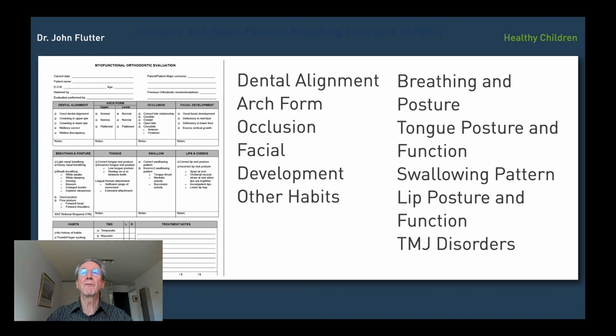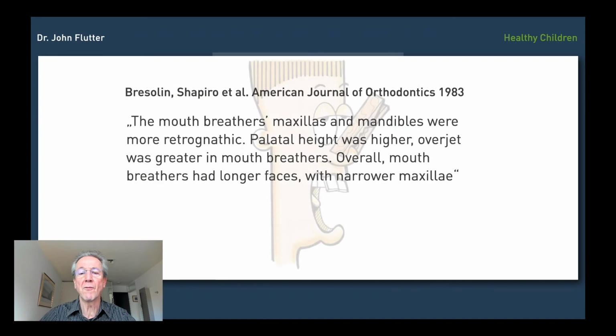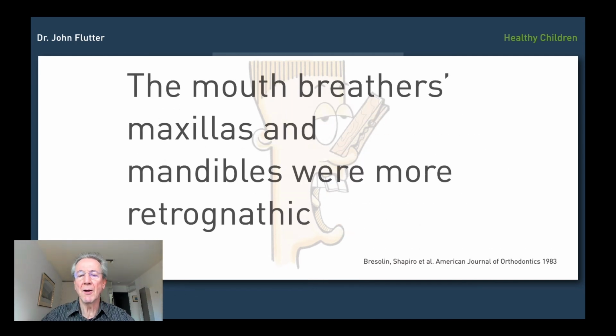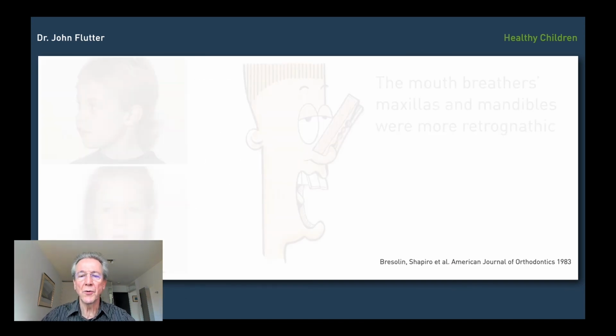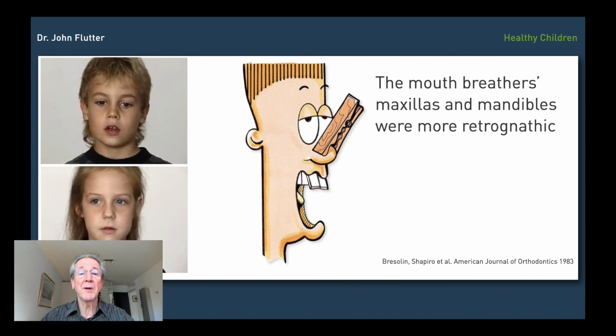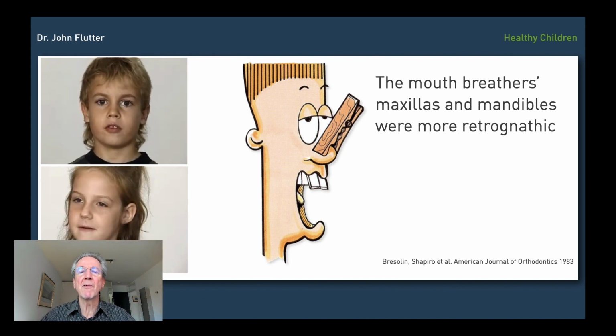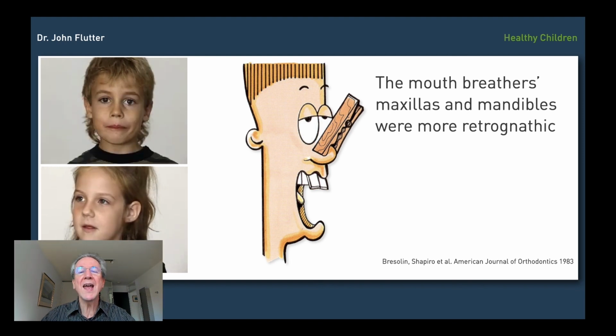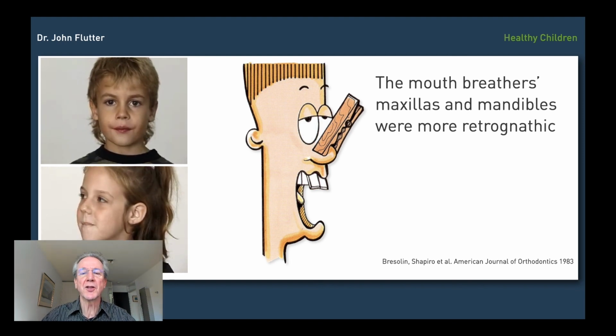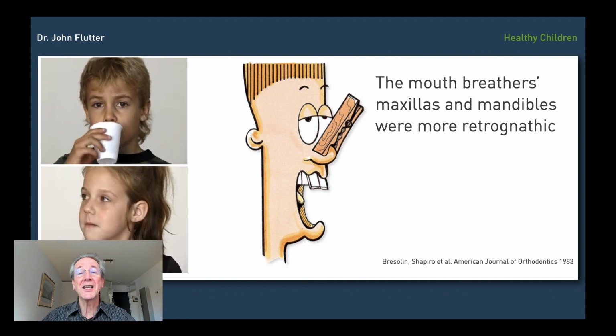So when we're doing our myofunctional orthodontic evaluation and we start by looking at the arch form, we can learn a lot about where the tongue has been and what we need to do to try and correct that. And just to repeat what we've said before, in the mouth breathers, both the mandible and maxillae are more retrognathic. So the position of both upper and lower jaws is really important when we're considering the shape of the upper arch form, but also where the upper arch is in relation to the other bones within the cranium.